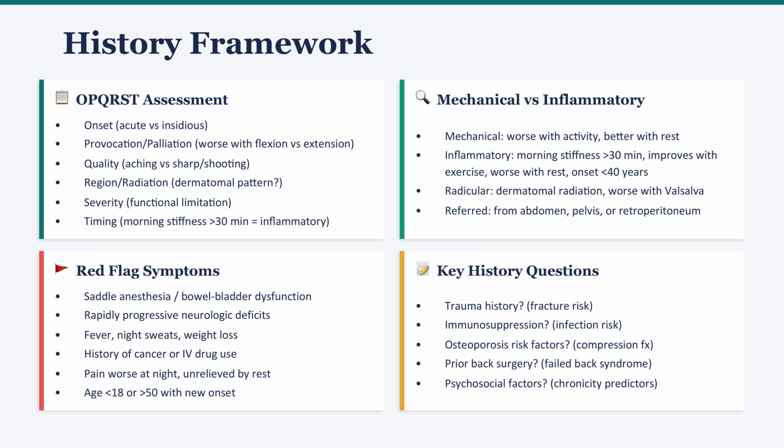Most critically, screen for red flags. Saddle anesthesia and bowel or bladder dysfunction suggest Cauda Equina syndrome. Fever, night sweats, intravenous drug use, or immunosuppression raise concern for spinal infection. A history of cancer, unexplained weight loss, or pain that is worse at night and unrelieved by rest suggest malignancy. Age younger than 18 or older than 50 with new onset pain, trauma in the setting of osteoporosis, or rapidly progressive neurologic deficits all require urgent evaluation.